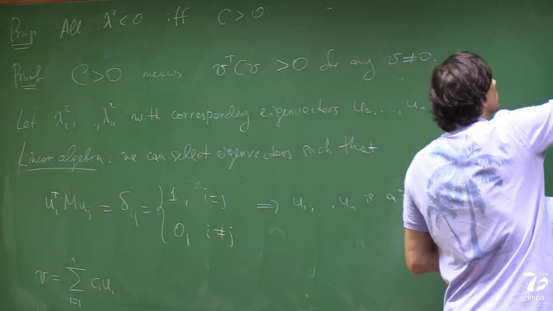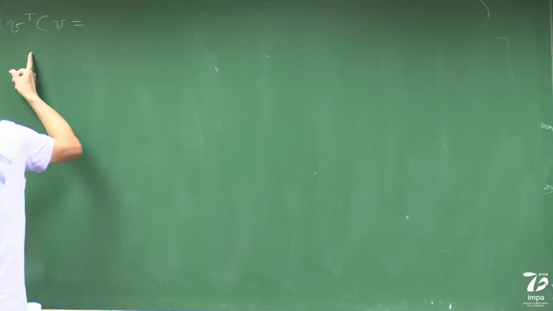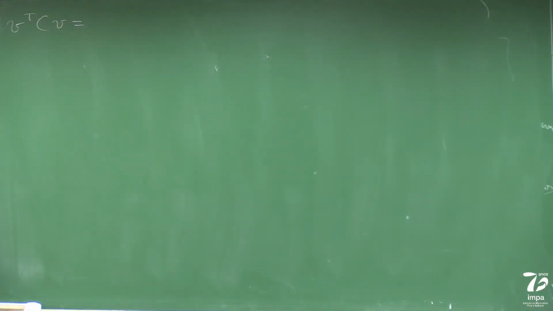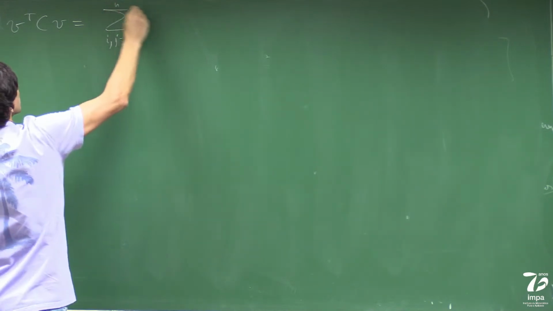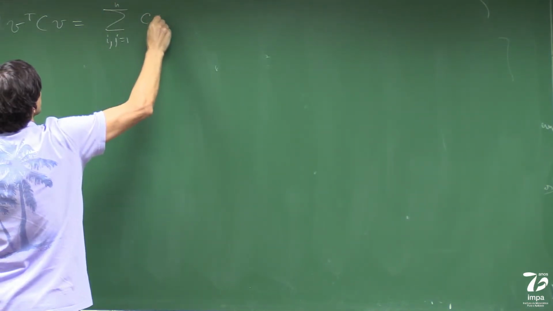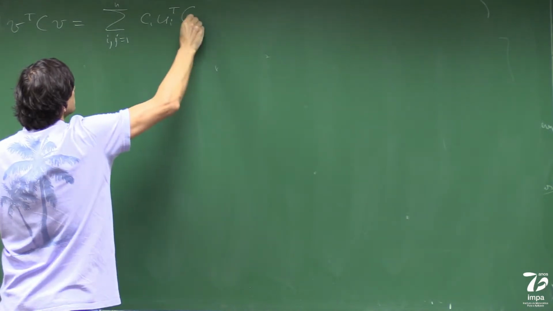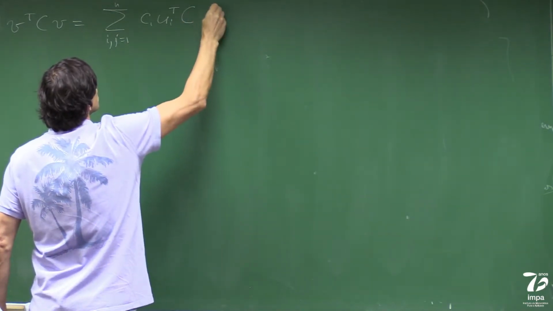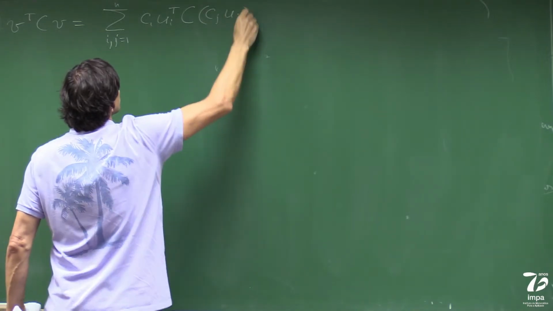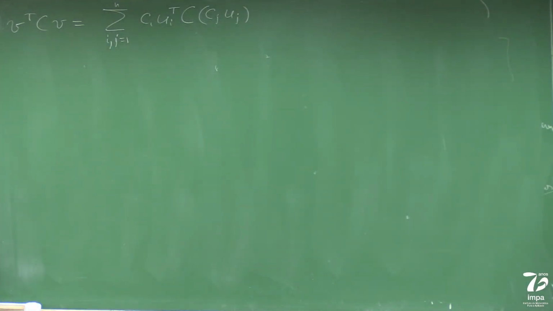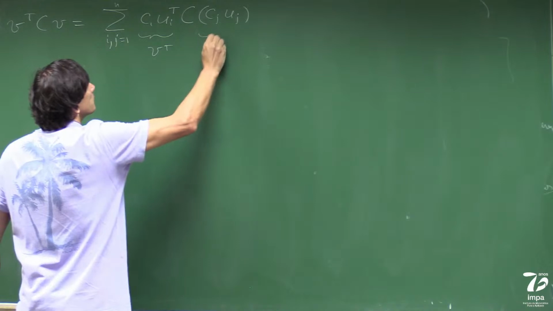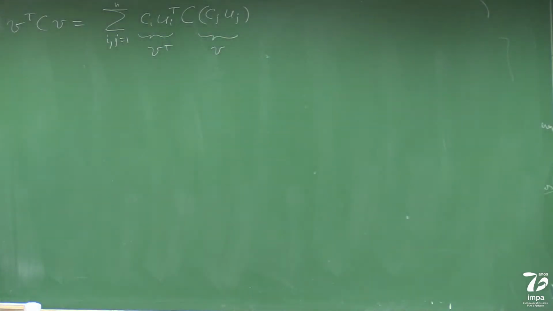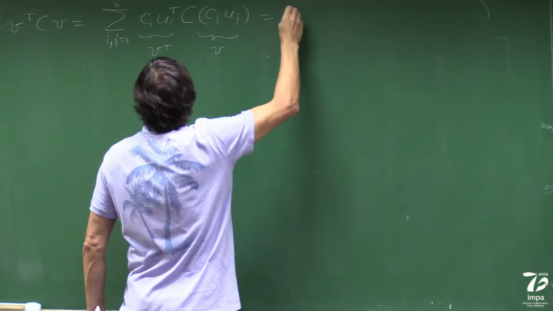So what is v^T C v? v is a sum. The sum can be put outside. It will be ci ui transposed times cj Uj, and then cj uj, like this. So this is v, this is v^T, this is v, with a sum. And this gives you, so coefficients can be put outside.